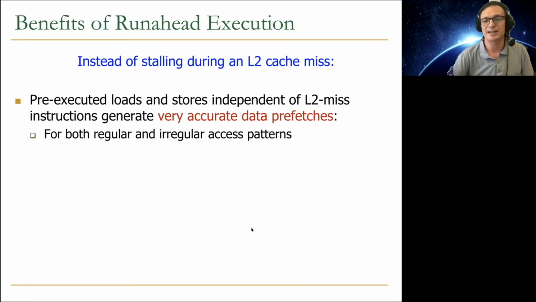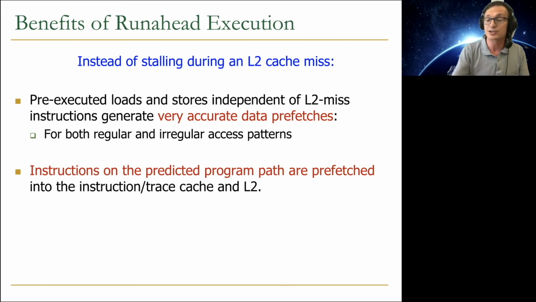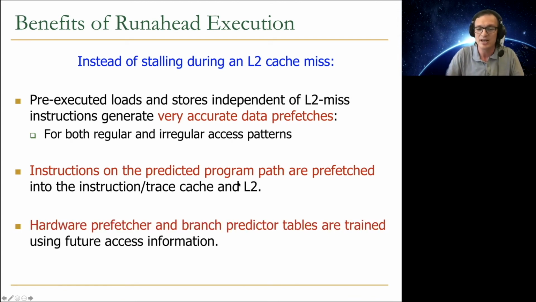So let me reiterate. Instead of stalling during a long latency cache miss, it doesn't have to be just L2, right? It could be any cache miss, actually. You pre-execute speculatively loads and stores and the entire program, and these pre-executed loads and stores, independent of the L2 miss instructions, generate very accurate data prefetches for both regular and irregular access patterns, because you're really following the program path. And instructions of the predicted program path are actually prefetched into the instruction and trace cache in L2. So the instruction cache also gets primed or prefetched. And hardware prefetcher and branch predictor tables that you have otherwise are trained using future access information.